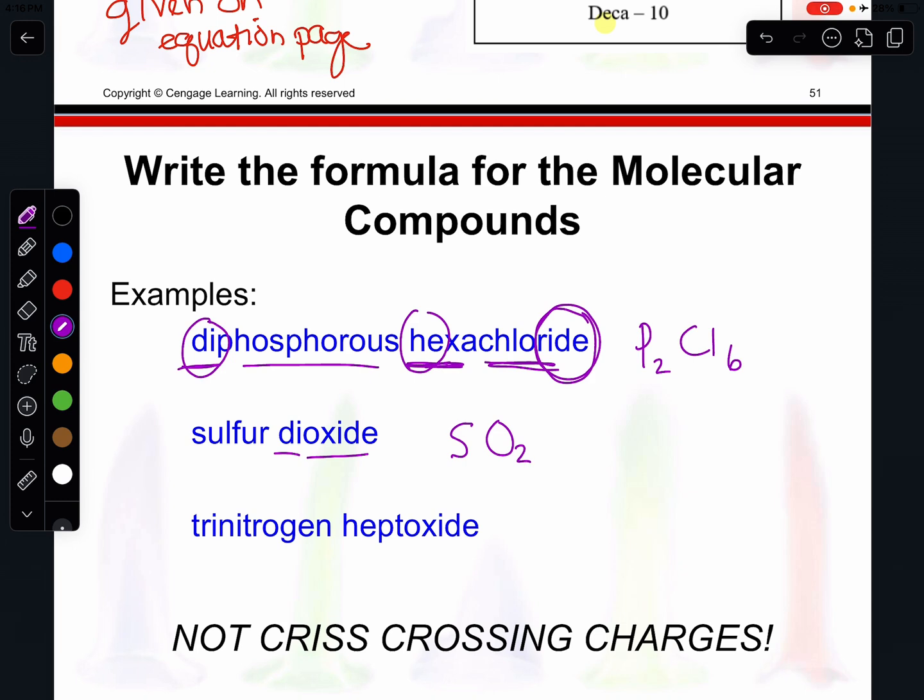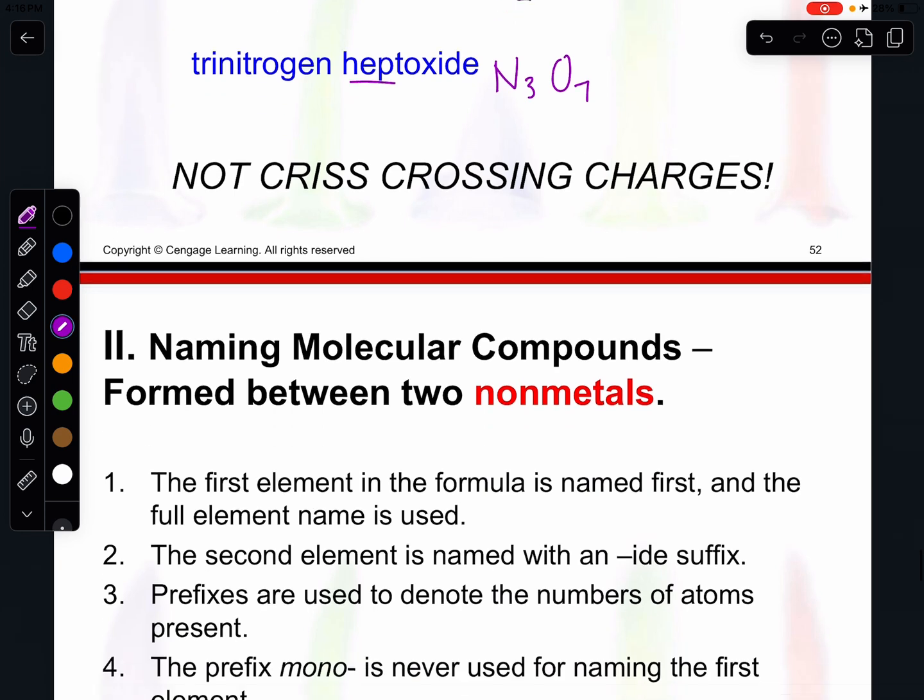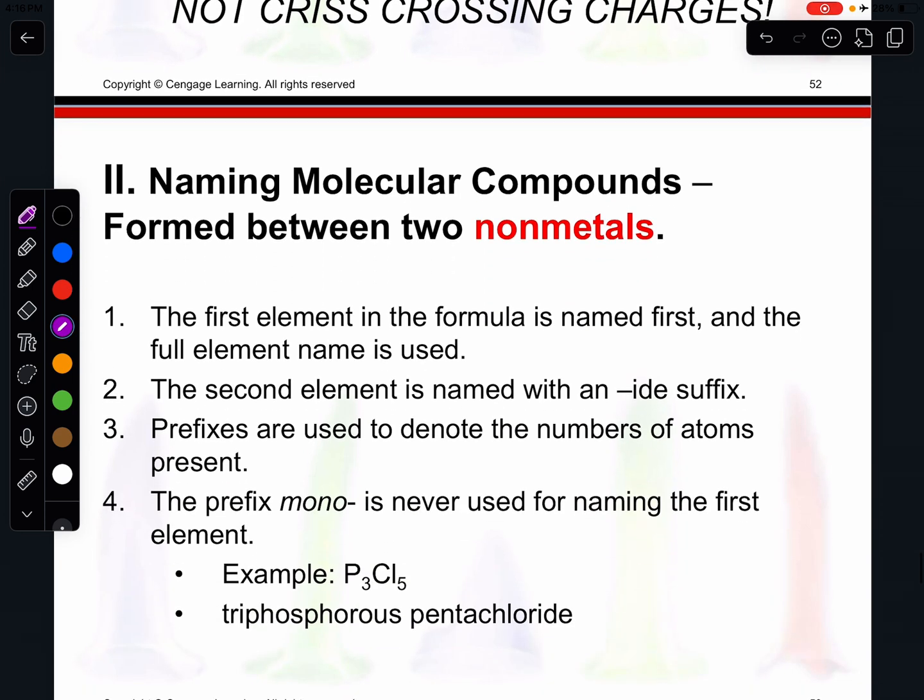Now there is a specific rule, kind of an exception, when you're naming molecular compounds. We never use the term mono on the first element. So even though this is technically a 1, you will not see nor will you write mono for the first element. So I'm not even going to show this one. All right, trinitrogen, N3, hepta 7, so H3O7. So no crisscrossing here for molecular compounds.